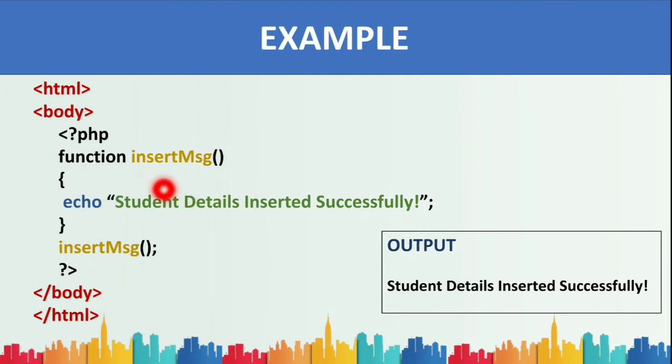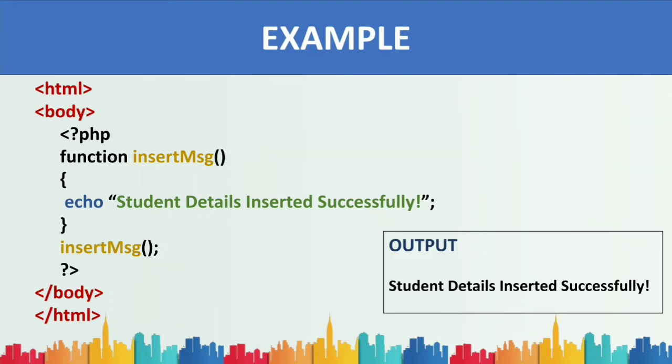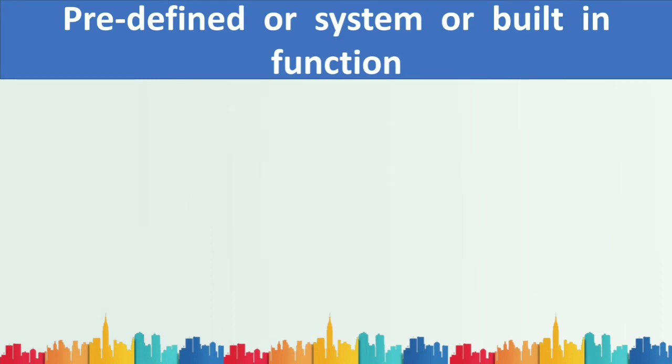So a programmer can create a block of statements and give any name to the block. This is what a user defined function is. If you need to do any task, we have to create functions. This is user defined. Similarly, we do have built-in functions. Certain functions are already defined. They are called predefined functions, system functions or built-in functions.